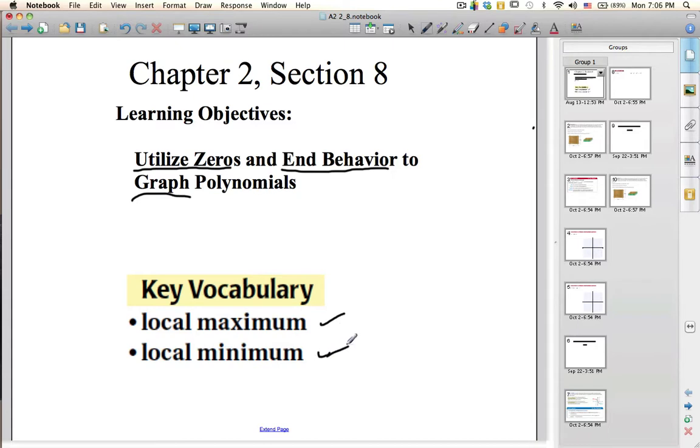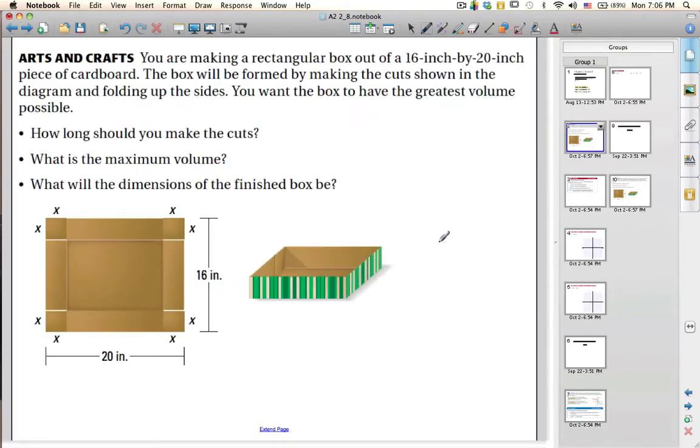Those are very similar to the concept of the vertex in a quadratic function, which only turns one time, but in higher polynomials, it may turn several times, and then the highest or lowest point for a section of the graph is called the local maximum if it's the highest point, and the local minimum if it's a lower point.